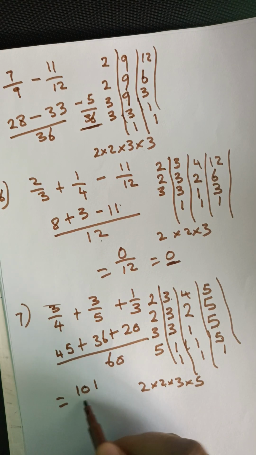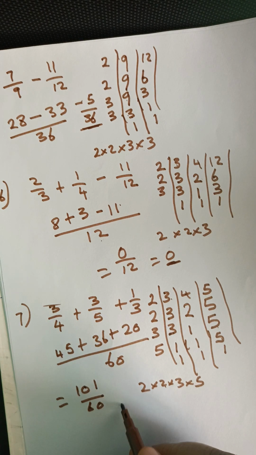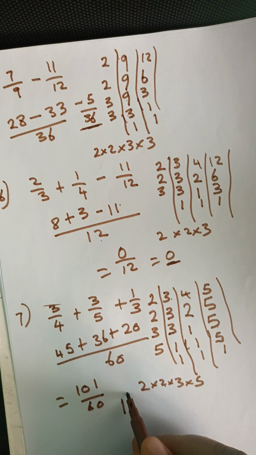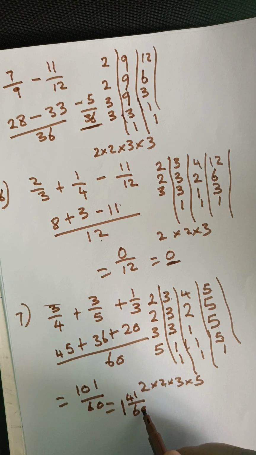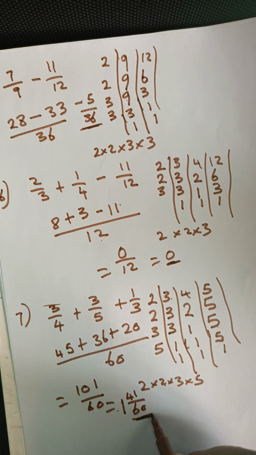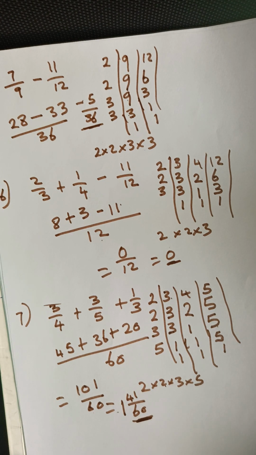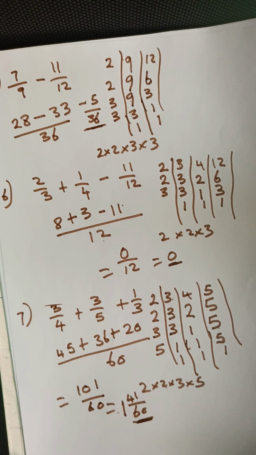101 over 60. How many 60s are in 101? 1. Remainder 41. So this is the real answer because 60 times 1 is 60. 60 plus 41 is 101. So 101 over 60. So this is what we get for solving that. Let's try one more.